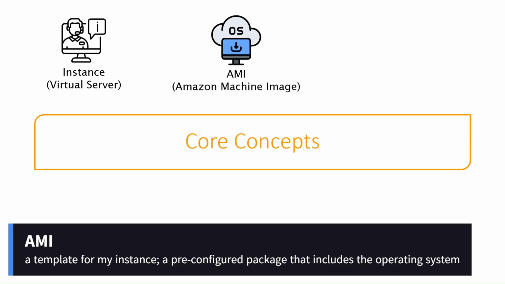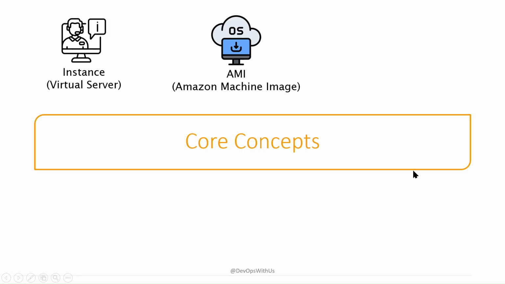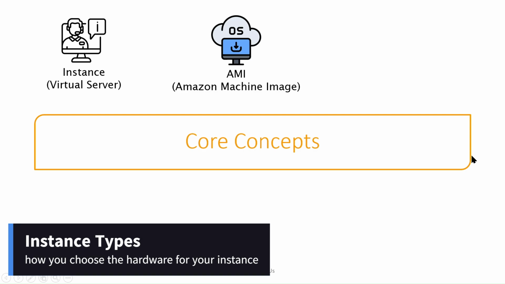Then comes the Amazon Machine Image. I see this as a template for my instance. It is a pre-built, configured package that includes the operating system like Ubuntu or Windows and any additional software that I want to start with. I can use the public AMIs provided by AWS or create my own custom ones also.